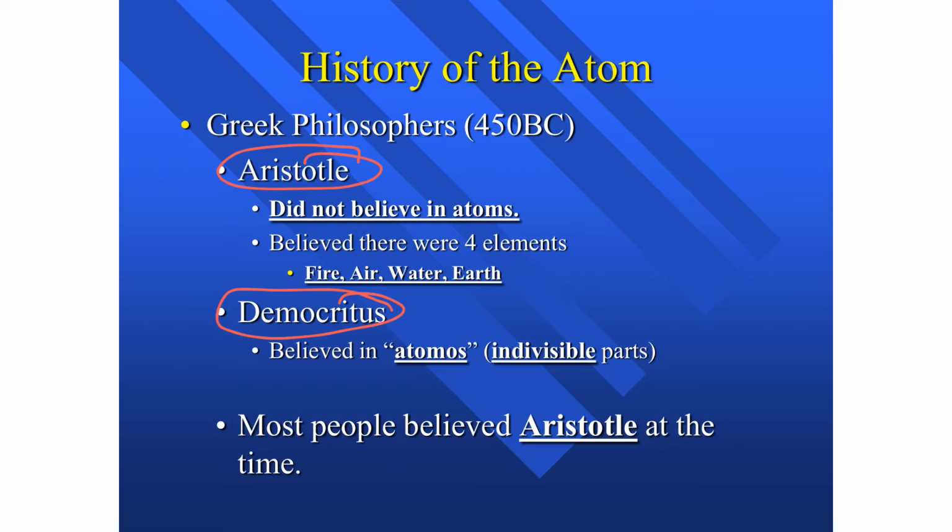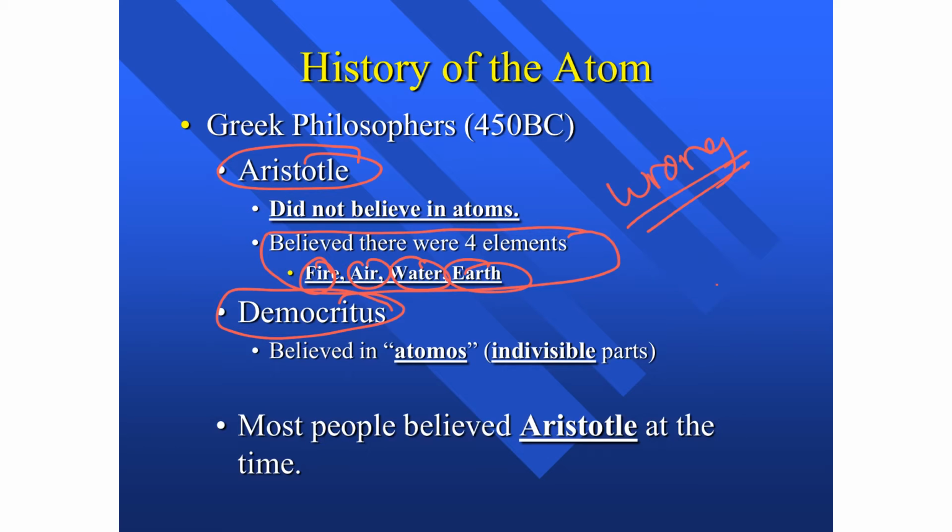What Aristotle thought is he did not believe in atoms. He thought that all materials on Earth and in space were made of a combination of 4 different elements: fire, air, water, and earth. And you could explain everything based on those combinations of elements. Well, it turns out that that was wrong, okay?